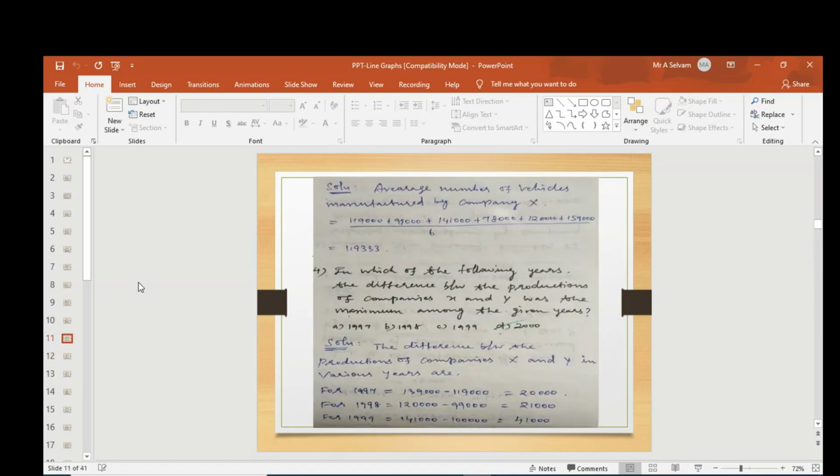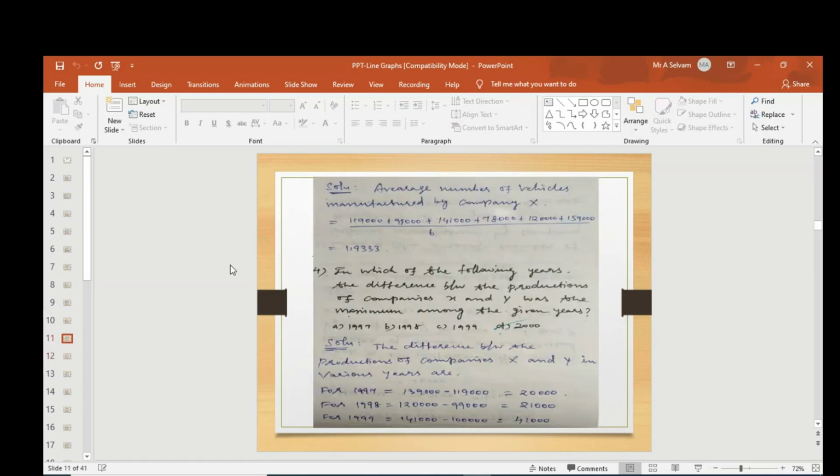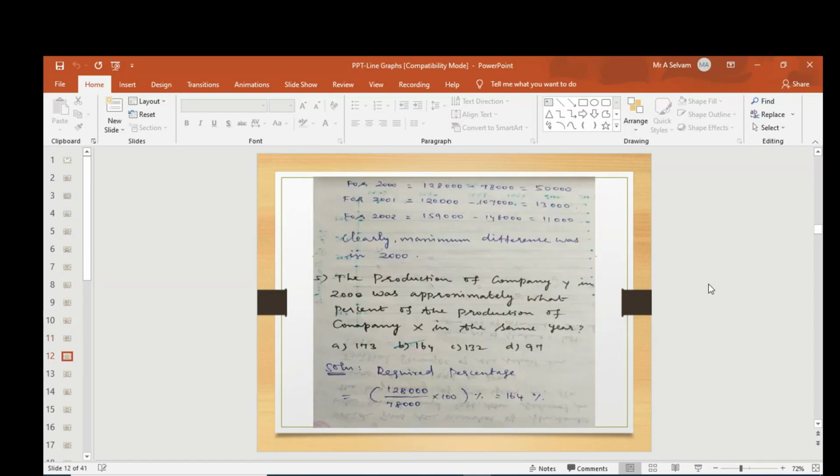Now we can compare all the values. The maximum difference is in the year 2000, where the vehicle difference is 50,000. Clearly the maximum difference is in 2000. So option B is the answer for the question. Fine. Next, question number 5.